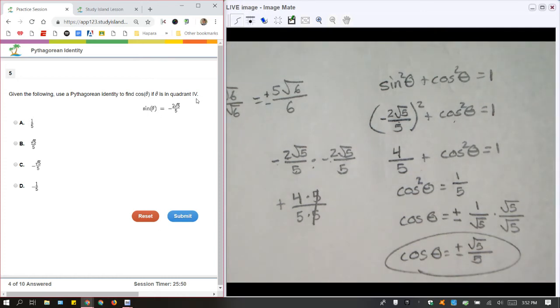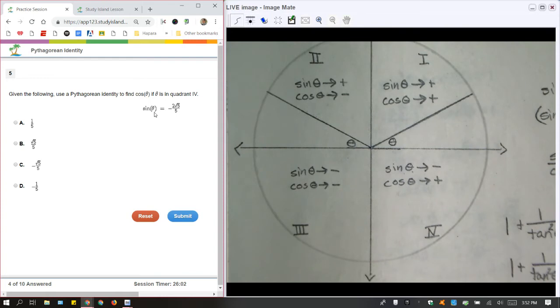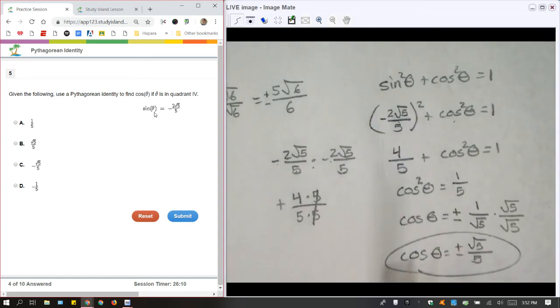But what quadrant are we in? Quadrant 4. So if we're trying to find the cosine of theta and we are in quadrant 4, is that positive or negative? Well, you got to remember back to the original thing I showed you, these rules. The cosine of theta follows the same rules that x does. So in quadrant 4, the cosine of theta is positive. So we're going to be looking for the positive version of root 5 over 5. And that's right there.